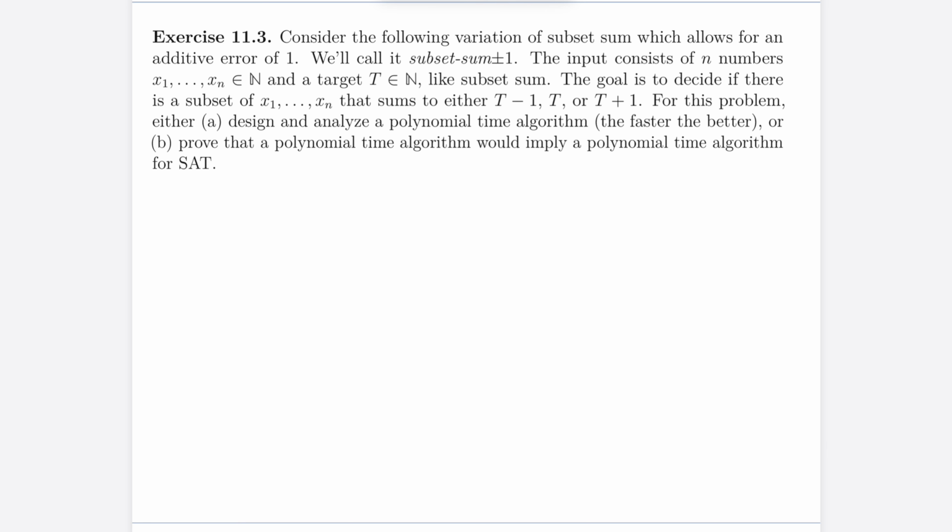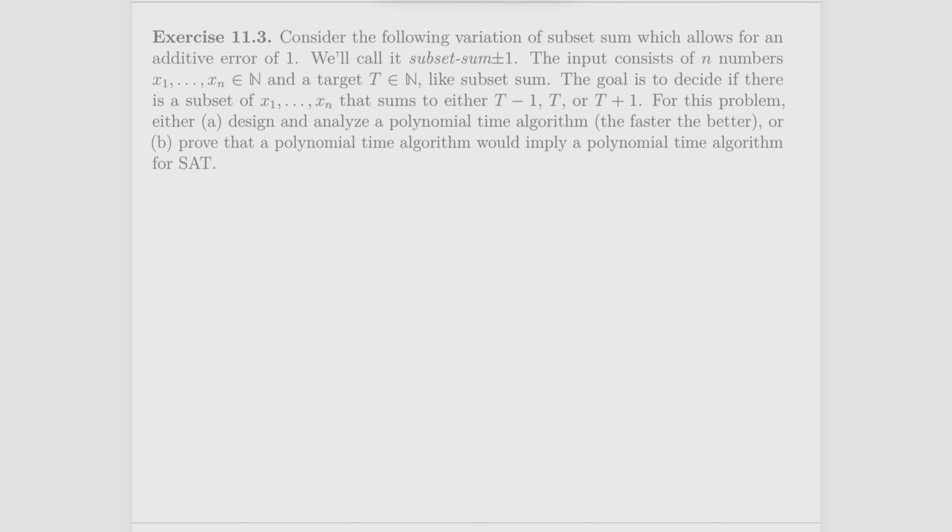Your goal is to see if there's a subset that adds up to t minus 1, t, or t plus 1. So it doesn't have to be exact anymore. Almost exact subset sum, or something. The question is, can we get an algorithm for this one now that we have a little bit of wiggle room, or is this going to also turn out to be tough?